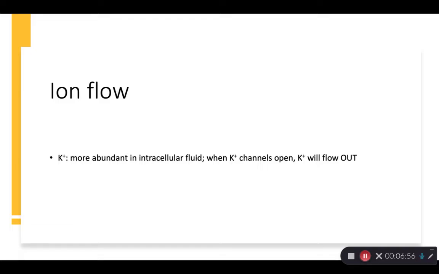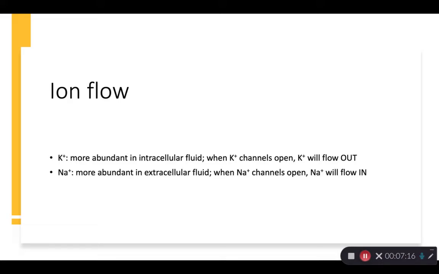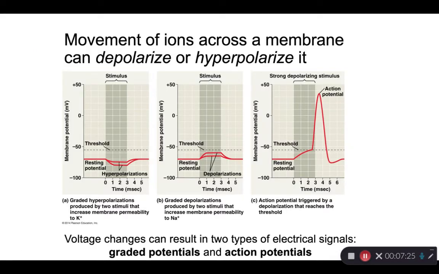Okay, so when we think about ion flow and what's going to happen when we open sodium channels or potassium channels, potassium is more abundant inside the cell. So if you have a gated channel that opens potassium channels, potassium will flow out. Sodium is more abundant in the extracellular fluid. So if you open up a sodium channel, sodium is going to flow into the cell, okay? Because when you open sodium and potassium channels, you are moving charged particles either into or out of the cell, that's going to change the membrane potential, okay?